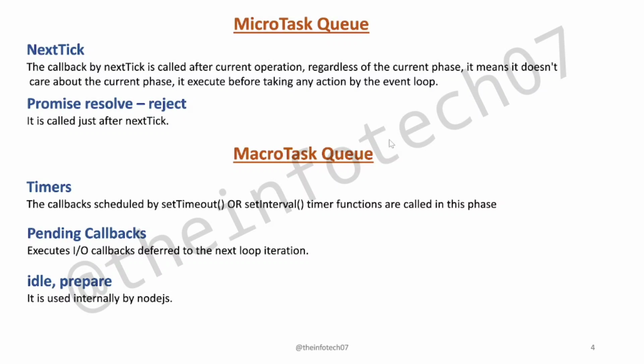Microtask queue: nextTick and promise resolve/reject. The callback by nextTick is called after the current operation, regardless of the current phase. It means it doesn't care about the current phase. It executes before the event loop takes any action.